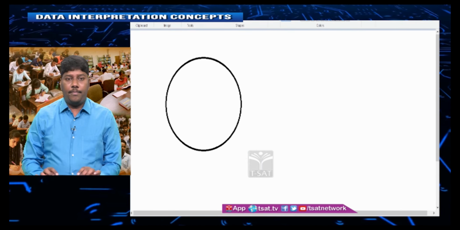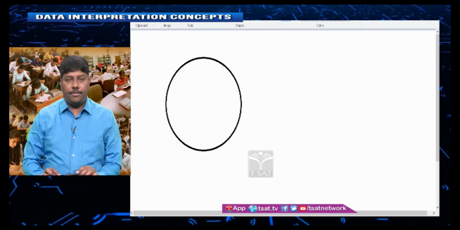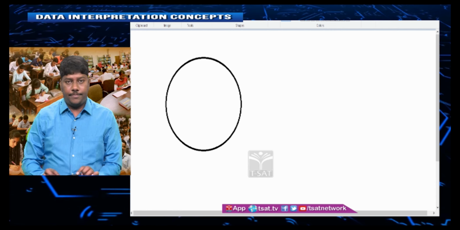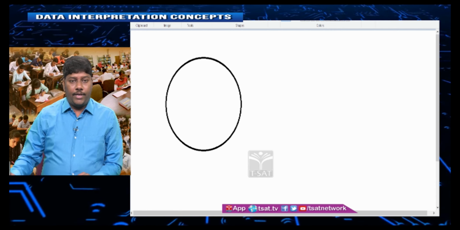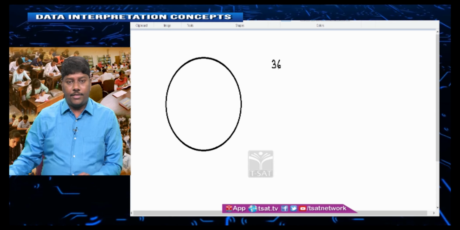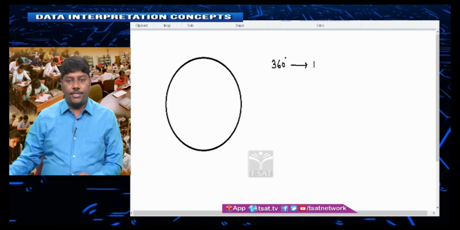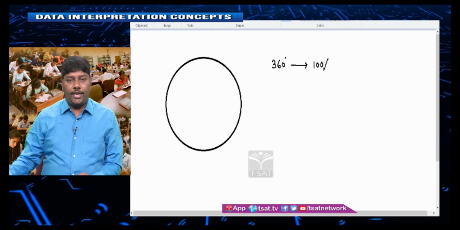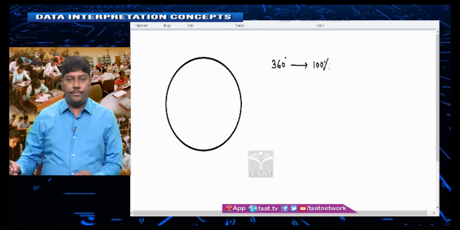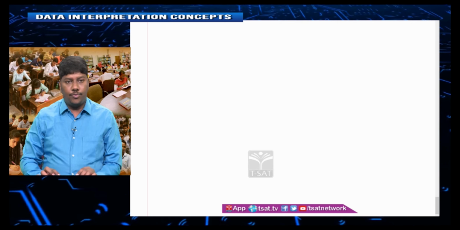Now, look here. A pie graph is actually a circular graph, as shown in the given figure. A pie graph consists of 360 degrees. If I take the data given here, the complete data is 360 degrees. But if I take it in terms of percentage, it is 100%. So, 360 degrees is taken as 100%. How do we convert percentage to degrees and degrees to percentage?